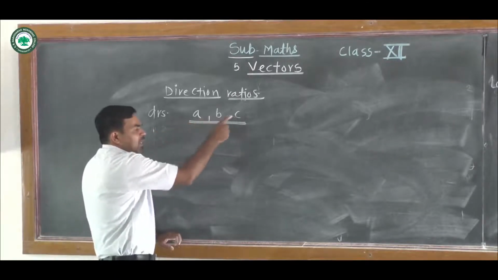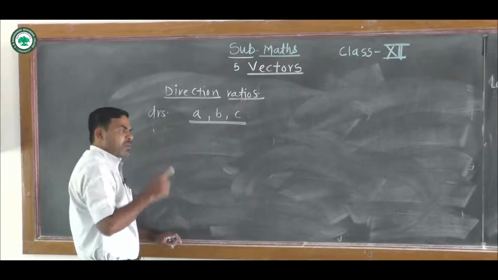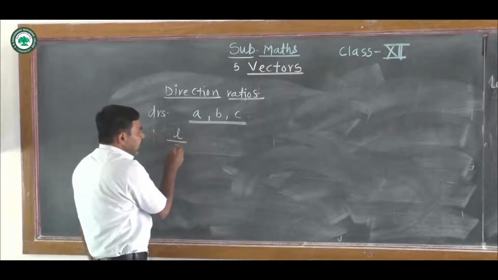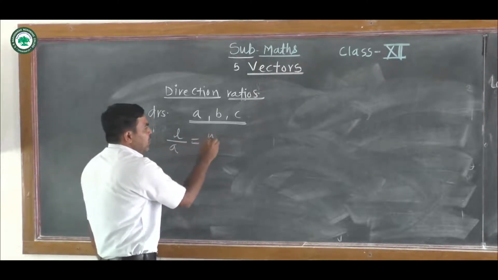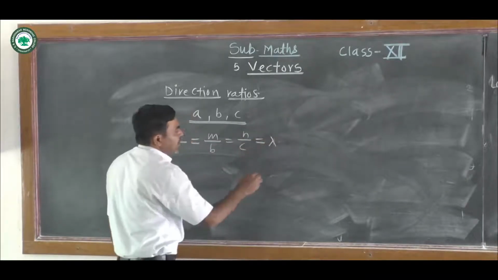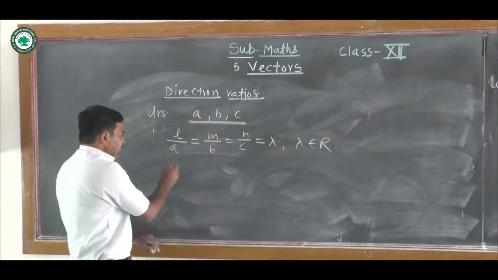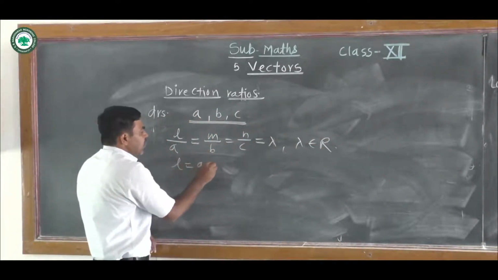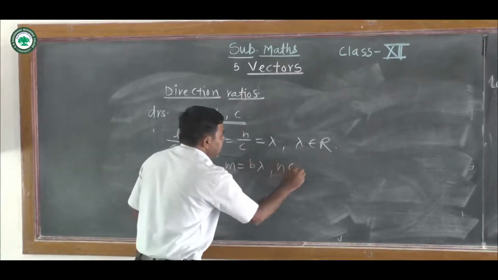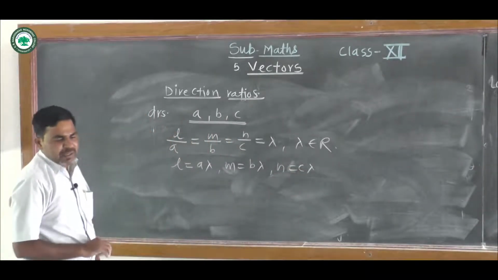Now, a, b, c are direction ratios, means a, b, c are three numbers which are proportional to the direction cosines. So therefore, l upon a is equal to m upon b is equal to n upon c, and it is equal to lambda, where this lambda belongs to R. It means that from this equation we can write l is equal to a into lambda, m is equal to b into lambda, and n is equal to c into lambda, where lambda is any scalar.